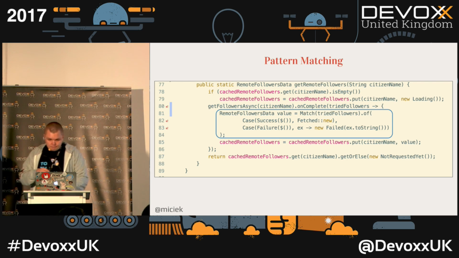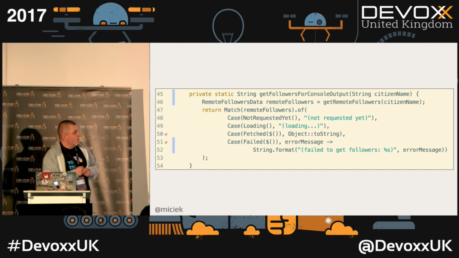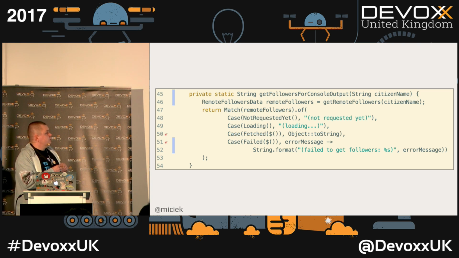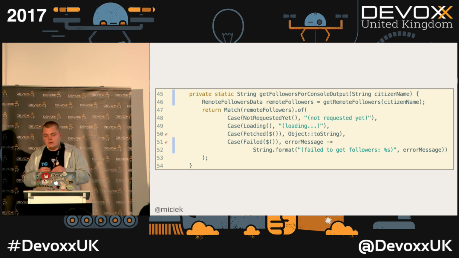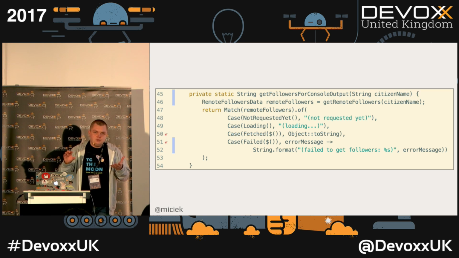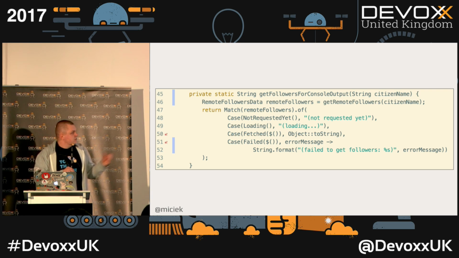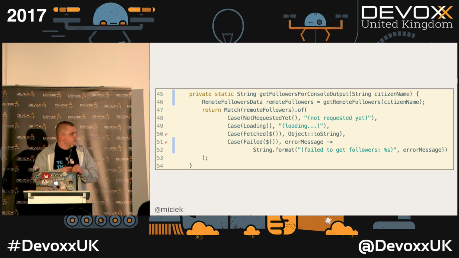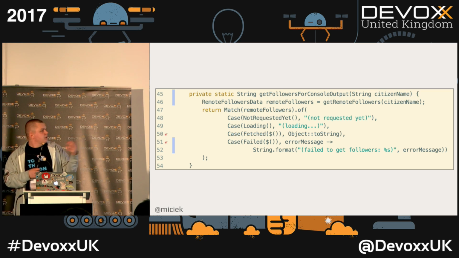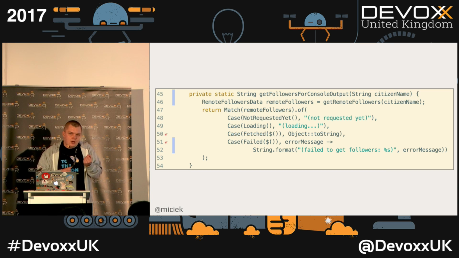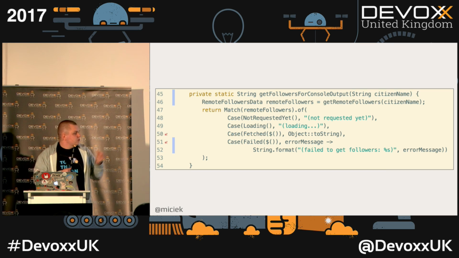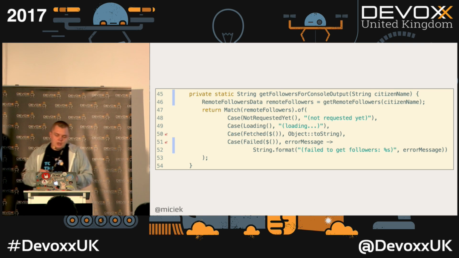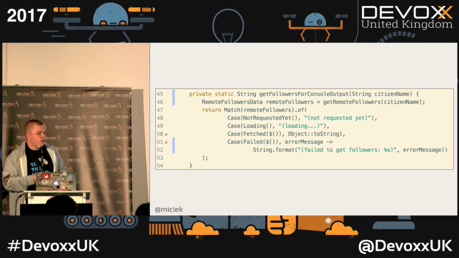So knowing that, we now know how to handle this kind of return type, our own return type, which is RemoteFollowersData. So we just pattern match on it in our console application. What we want to do is to have a string that we can print on the console. So we just get the followers in line 46, and then pattern match on RemoteFollowersData. Whenever it's not requested, we just put a string, loading, put a string, and when fetched, we extract again with the $ operator or function, and call toString on it. And whenever it's an error message, we just format a new string out of it. And the whole expression, again, is of type String.